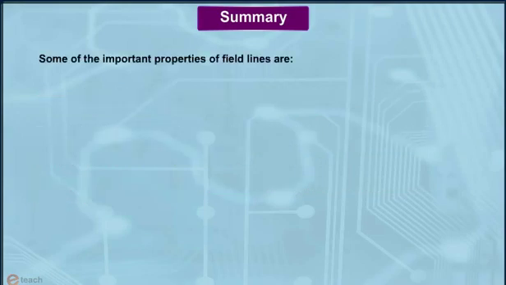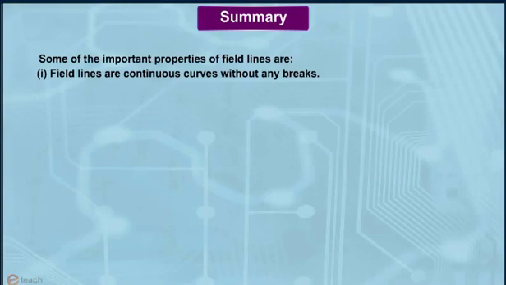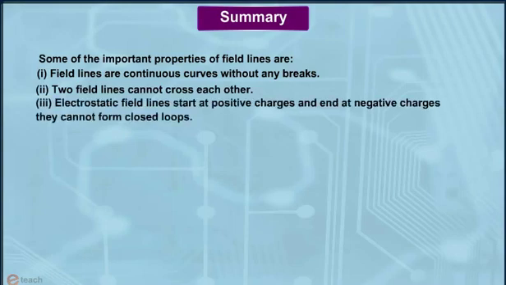Some of the important properties of field lines: they are continuous curves without any breaks. Two field lines cannot cross each other. Electrostatic field lines start at positive charges and end at negative charges. They cannot form closed loops.